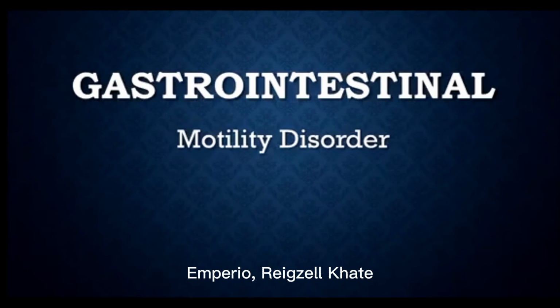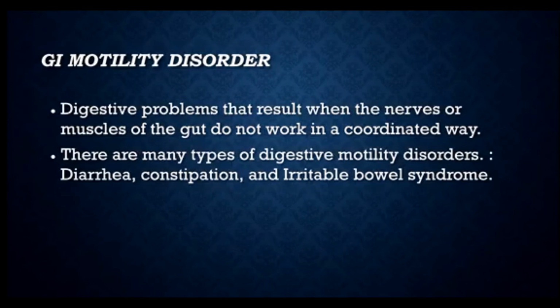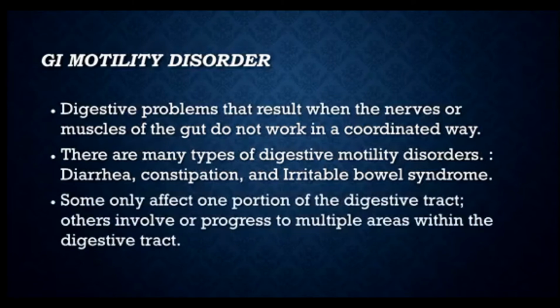Gastrointestinal motility disorder. When we talk about GI motility disorder, it is a digestive problem that results when the nerves or muscles of the gut do not work in a coordinated way. There are many types of digestive motility disorders. Some of these are diarrhea, constipation, and irritable bowel syndrome. Some only affect one portion of the digestive tract. Others involve or progress to multiple areas within the digestive tract.